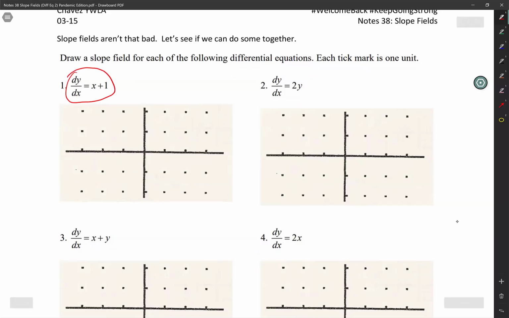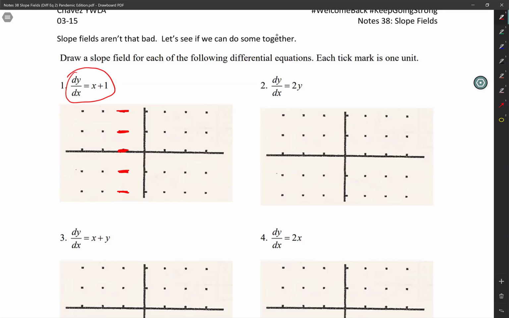So I'm going to start at x equals negative 1. At x equals negative 1, all the slopes there are going to be 0. Why? Because negative 1 plus 1 is 0. I'm talking about the x value, negative 1, negative 1 plus 1. It's affected only by the x value, so all those slopes there are 0. Does that make sense to everyone?